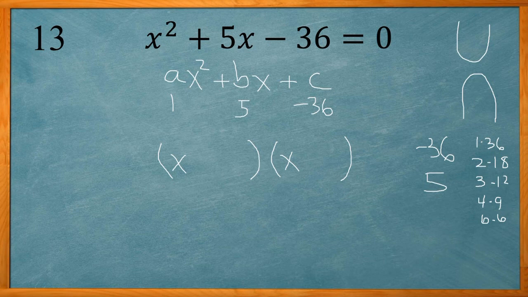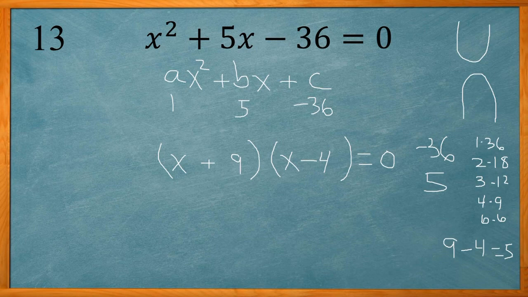Okay, so it has to equal negative 36, so one of these from the group has to be negative. So will any of these add up to 5 if one of them were negative? If I see 4 and 9, those are 5 apart, so I think those would work out. If I had positive 9 and negative 4, 9 minus 4 gives me 5. So that seems like those would work out. Positive 9 and negative 4.